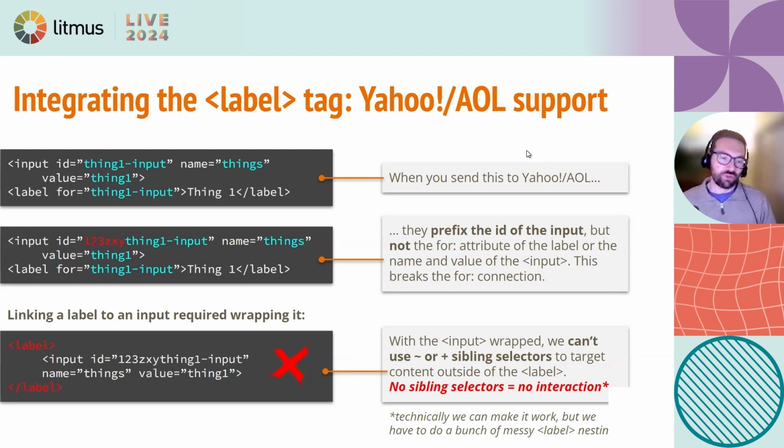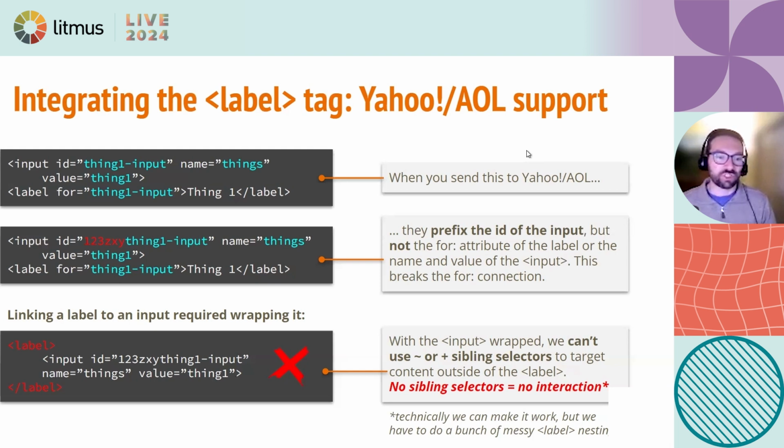In Yahoo, we can connect the label to the input if we remove the for attribute from the label and we wrap the input with the label. So you can see in the very bottom demonstration there. That's how you make them connect in Yahoo. But unfortunately, when you wrap the input, you can no longer do sibling selectors to go find your other content in your template.